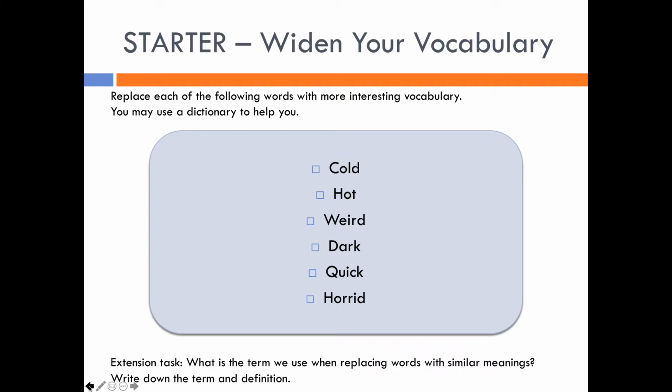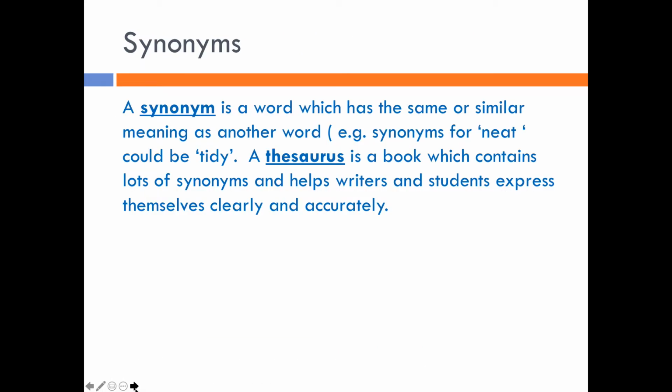Again, like I said, the point of this is just to start getting you to think about widening your vocabulary and also using more interesting vocabulary in your writing. And obviously, as we say in the lesson aims, these are synonyms. A synonym is a word which has the same or similar meaning as another word. An example there, a synonym for neat could be tidy.